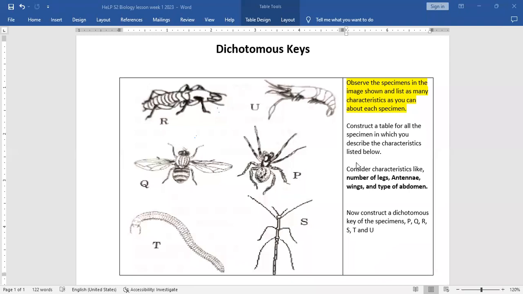I want someone else to pick another specimen now. Someone who hasn't spoken. Patricia. Yes, Patricia. Yeah, specimen T. Specimen T, okay. Has 8 legs. And it has two main body parts. Yeah, that's all I can see.